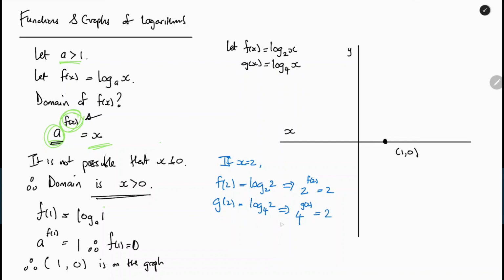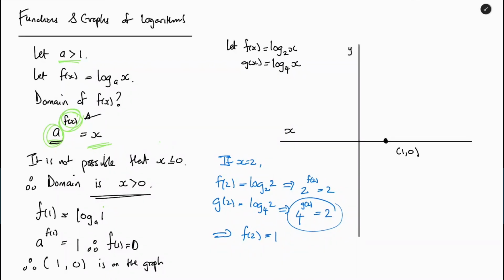Now, the top one here implies that f of 2 must be 1. And here we can see that g of 2 must be a half, because 4 to the power of a half is the square root of 4, and that equals 2.